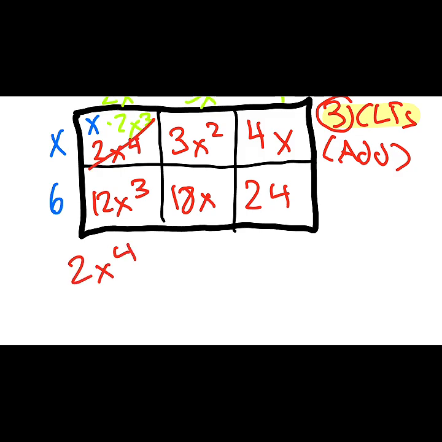Let's go to the next one. X cubed is the next highest here. So, can we combine it with anything? Check them real quick. No. So, drop it. Cancel it out. Let's go to the next one. 3x squared. We can't combine that with anything. Drop it.